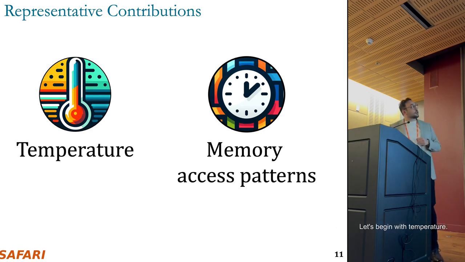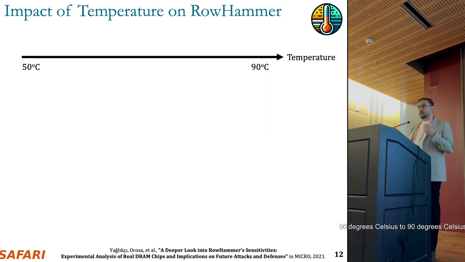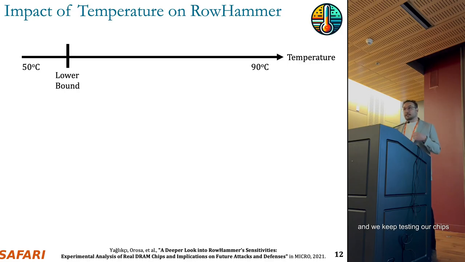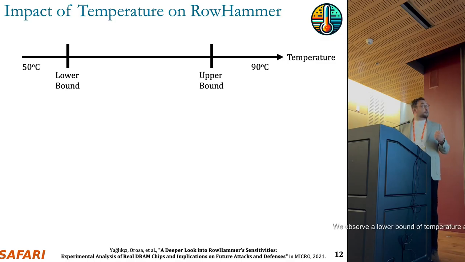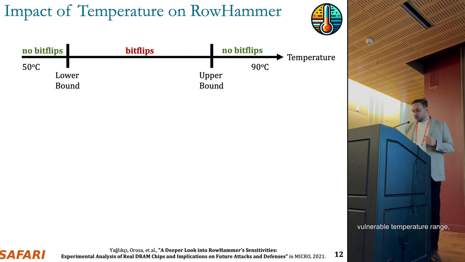Let's begin with temperature. So in this study, we sweep temperature from 50 degrees Celsius to 90 degrees Celsius, and we keep testing our chips to observe any Rowhammer-related bit flips. We observe a lower bound of temperature and an upper bound of temperature. In between, a DRAM cell experiences bit flips, and outside of this temperature range, it doesn't experience bit flips. So we call this temperature range the vulnerable temperature range.